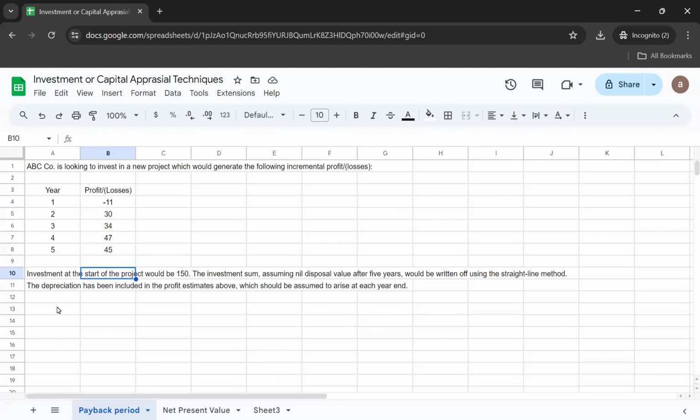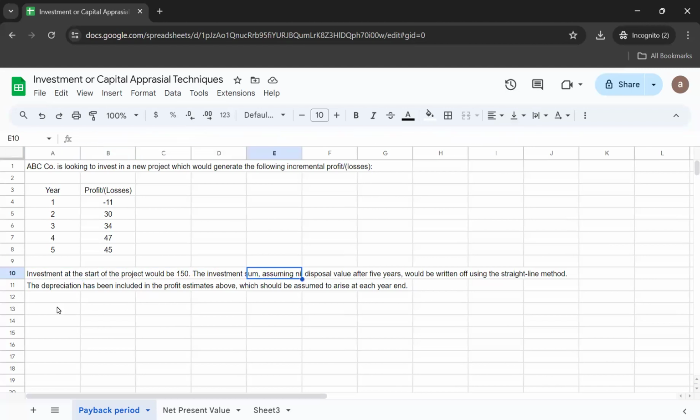The investment at the start of the project would cost 150. These are fictitious numbers again. You can add thousands, but for the sake of simplicity, I have kept very low numbers. So 11, 30, 34, 47, 45 is the profit. A loss is represented by a negative number, so the first year is actually a loss. The investment will cost the company about 150.